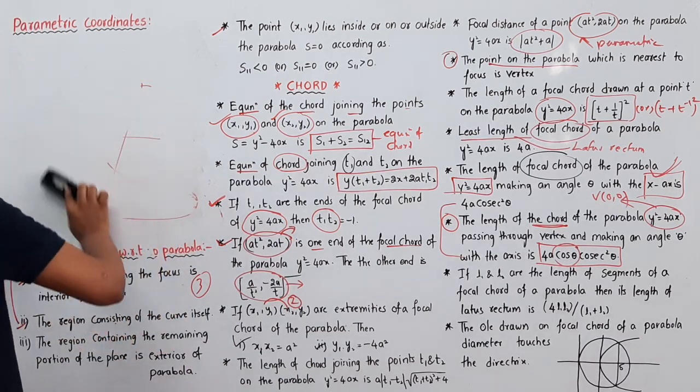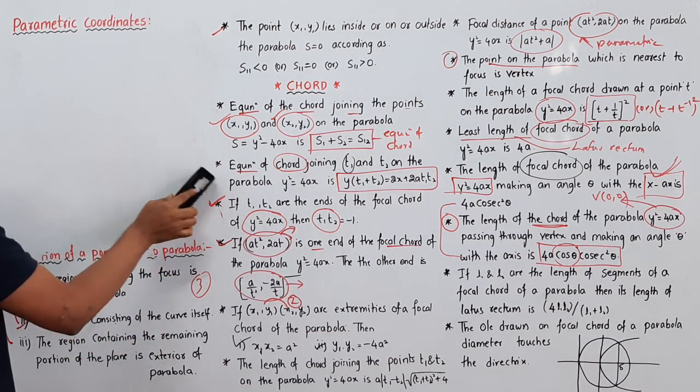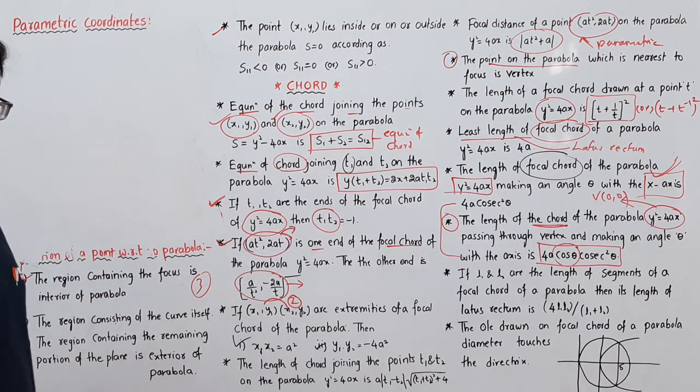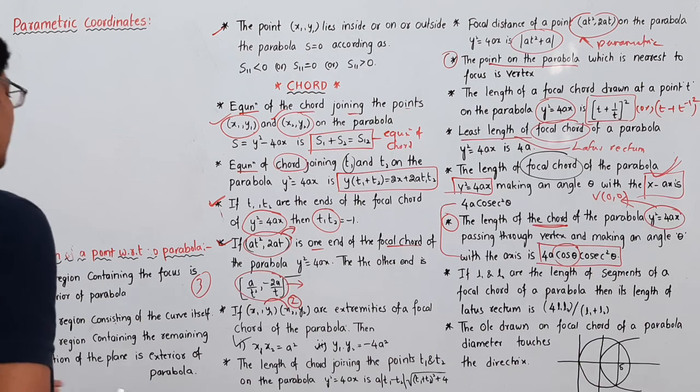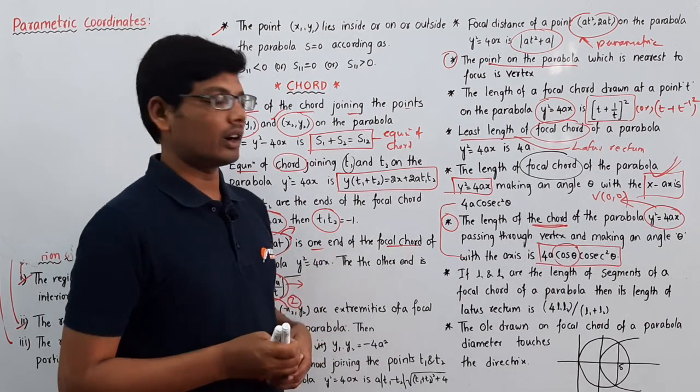Length of focal chord, remember it: a focal chord is nothing but a chord passing through the focus, and it may or may not be perpendicular. If it is perpendicular, we call it a latus rectum. Otherwise, it is a focal chord.